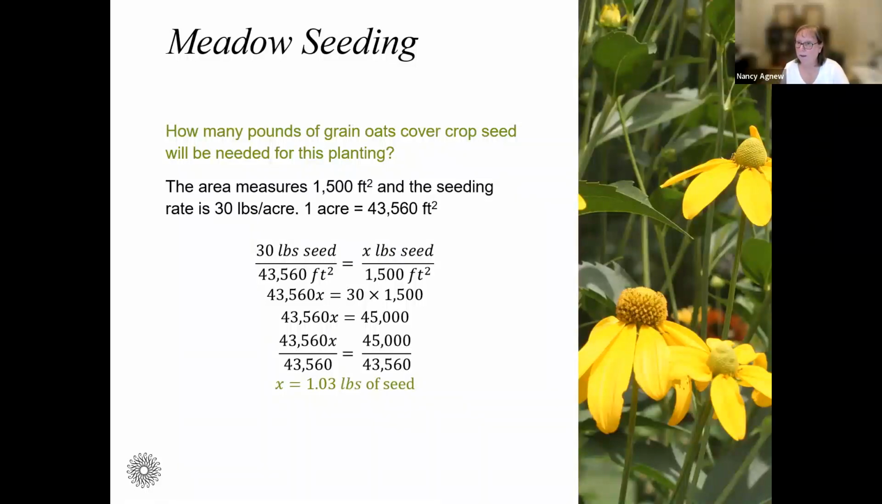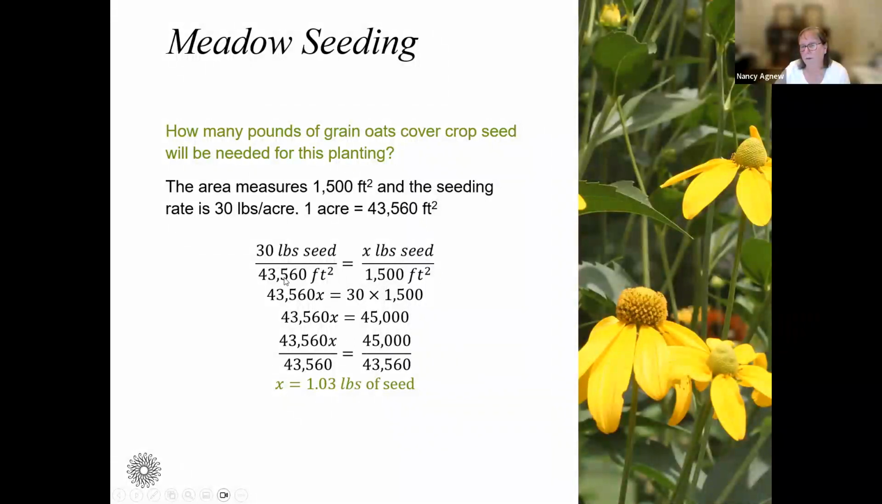Okay, so we also need those grain oats to apply as well. And the recommendation for grain oats was 30 pounds per acre. So we rewrite that as 30 pounds for 43,560 square feet, which is equivalent to an acre, and I want to know how many pounds per my 1,500 square foot area.